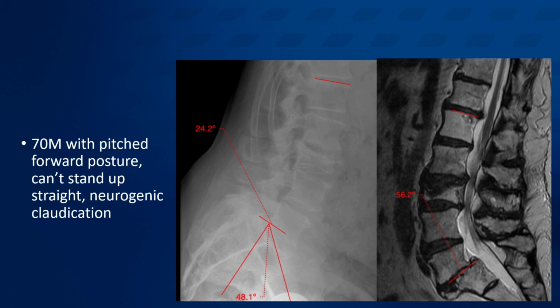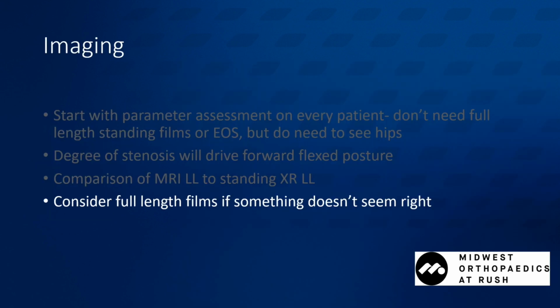He's got an old isthmic spondy, which I don't think is really playing a role. But with that bad central stenosis, they have this postural correction, and the X-ray to MRI lordosis comparison is one of the things that I think is really useful to get at that.